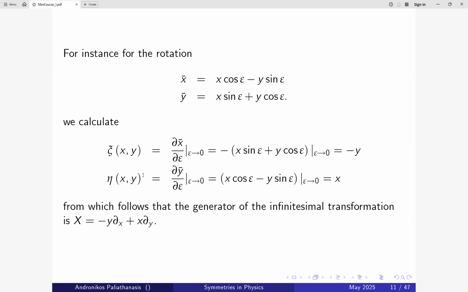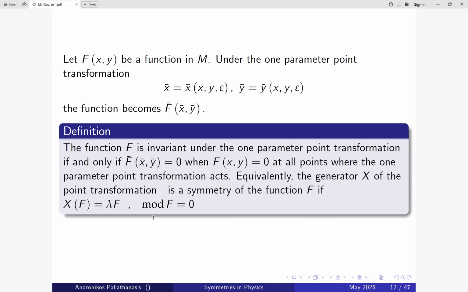With the same approach, if we start from eta for x and y, then the partial derivative of y bar with respect to epsilon, when epsilon equals 0, is equal to x. From which it follows that the generator of the infinitesimal transformation X is minus y ∂x plus x ∂y, which is the rotation of the Euclidean space. It's nothing else than one of the three symmetries of the two-dimensional space.